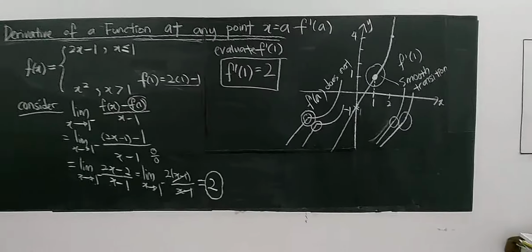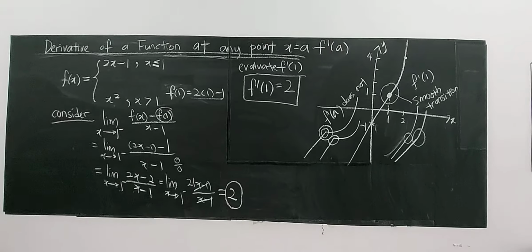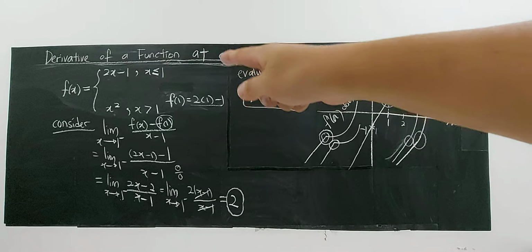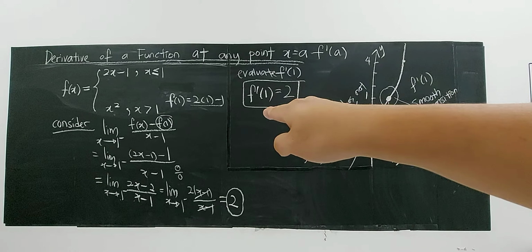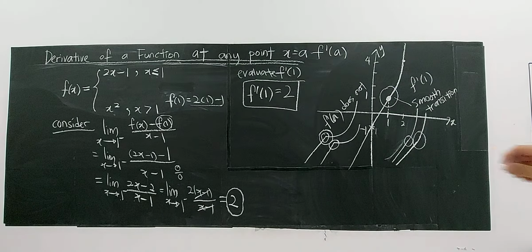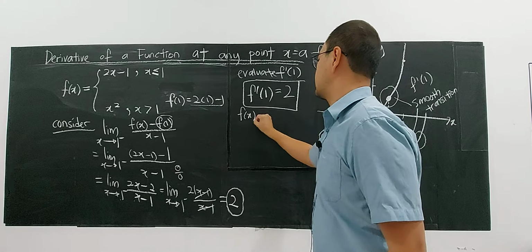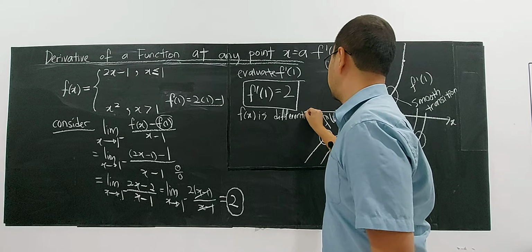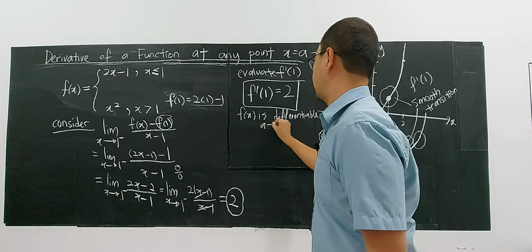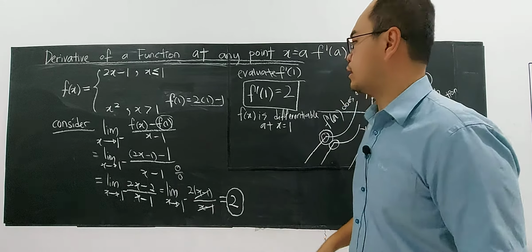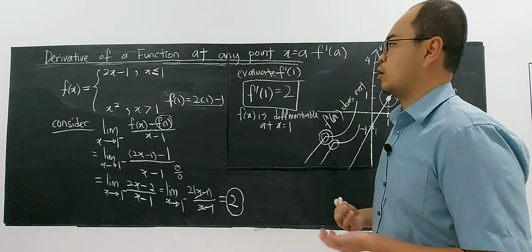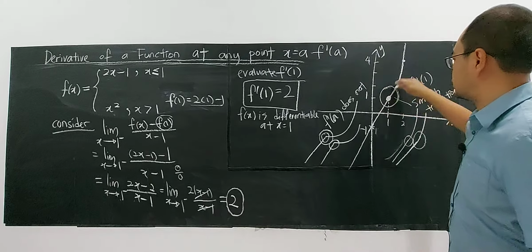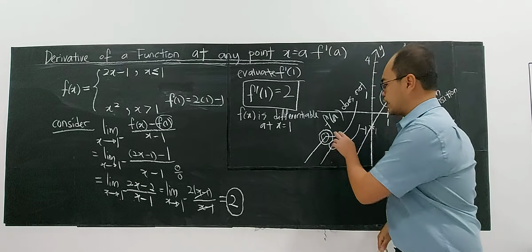Now I'm going to tell you that the meaning of f prime 1 exists can also be said as f(x) is differentiable at x equals 1. The meaning here, in physics or physical phenomena, is that this type of transition we call a smooth transition, where the graph is very smooth. There is no sharp point.